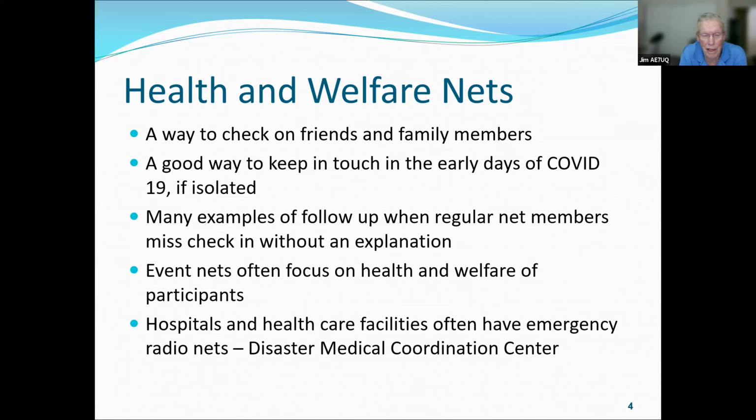And then sort of related is that most hospitals or healthcare facilities, particularly in our area, have ham radio operators that participate in emergency radio nets. In the Northwest area where we are, there's one called the Disaster Medical Coordination Center, DMCC. Every Tuesday, the DMCC checks in with hospitals across our region, so they have the ability to report the situation in their healthcare facilities. So these are some examples of health and welfare nets.